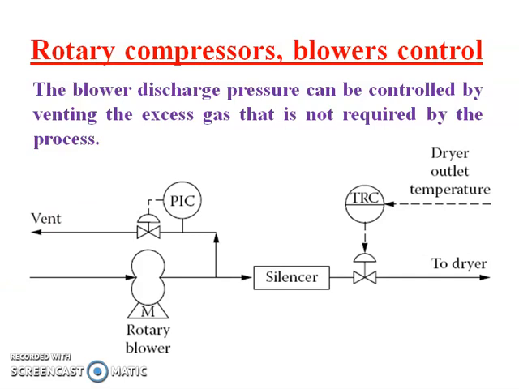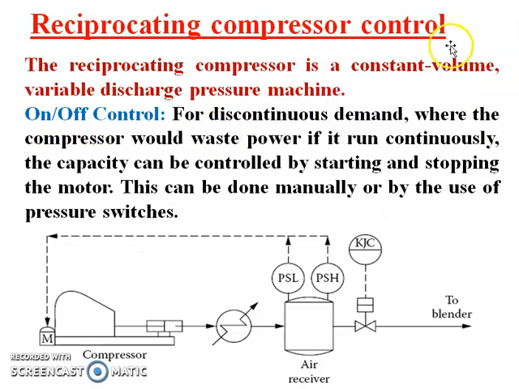Then the next type of compressor is the reciprocating type compressor. This reciprocating compressor is a constant volume, variable discharge pressure machine. On-off control is used for this, for discontinuous demand, where the compressor would waste power if run continuously. The capacity can be controlled by starting and stopping the motor. This can be done manually or by the use of pressure switches. This type of control scheme we see in many applications, in commercial applications also.